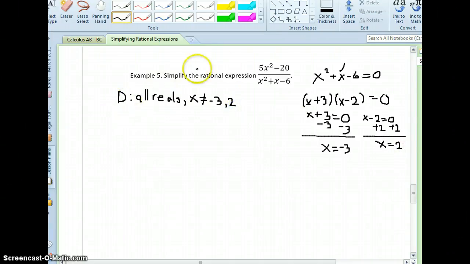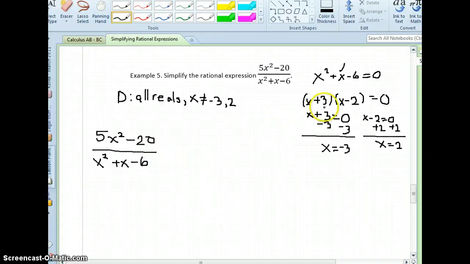Okay, so the domain of this rational expression is all real numbers where x cannot equal negative 3 or 2. Alright, with that being said, let's go ahead and get it simplified. So rewrite the original problem, 5x squared minus 20 divided by x squared plus x minus 6.